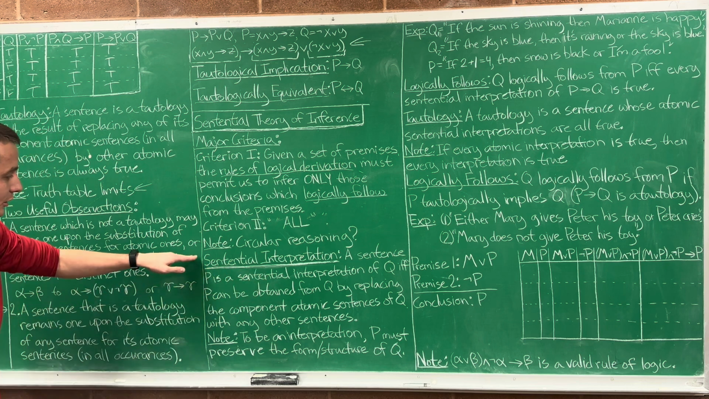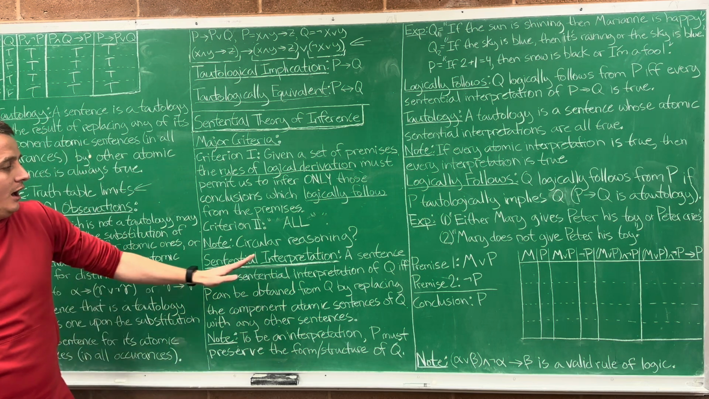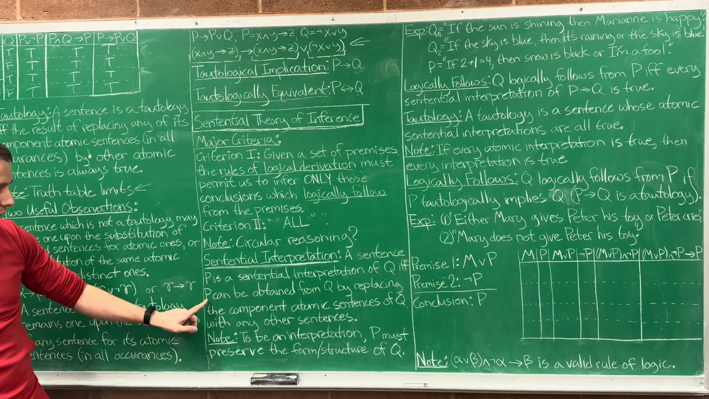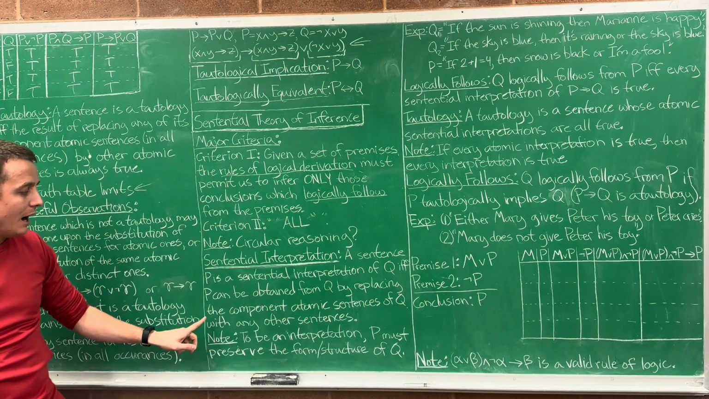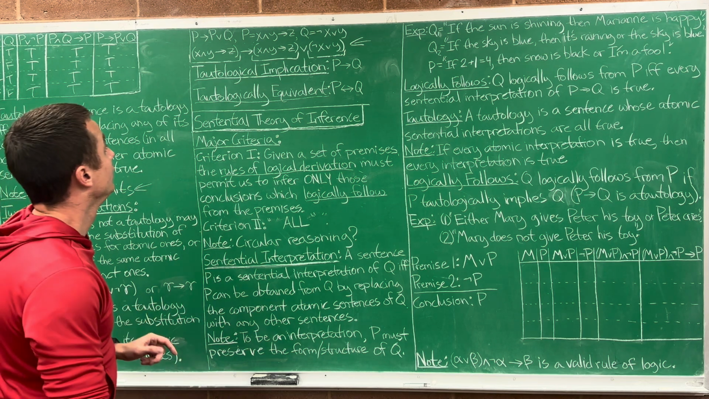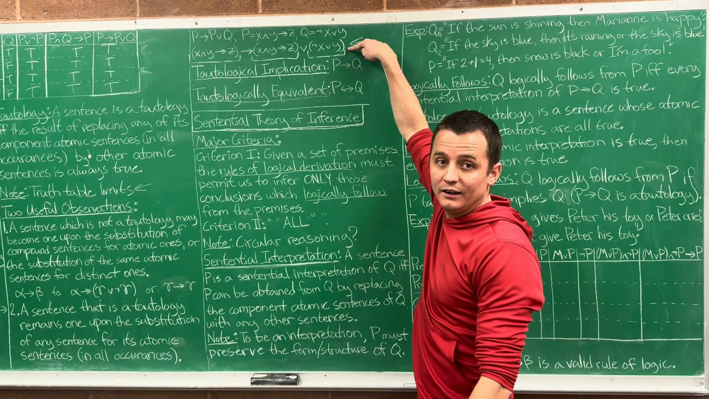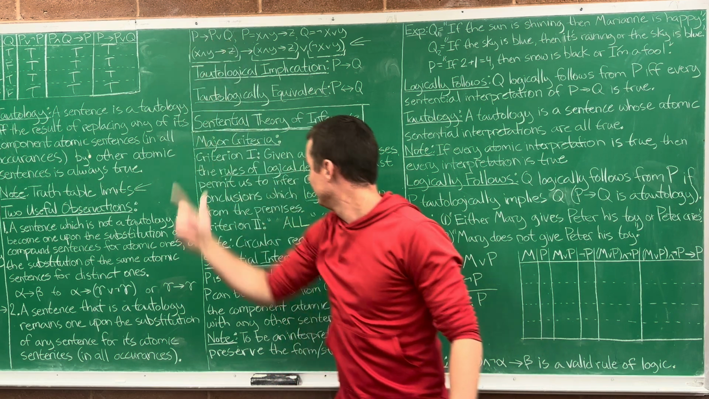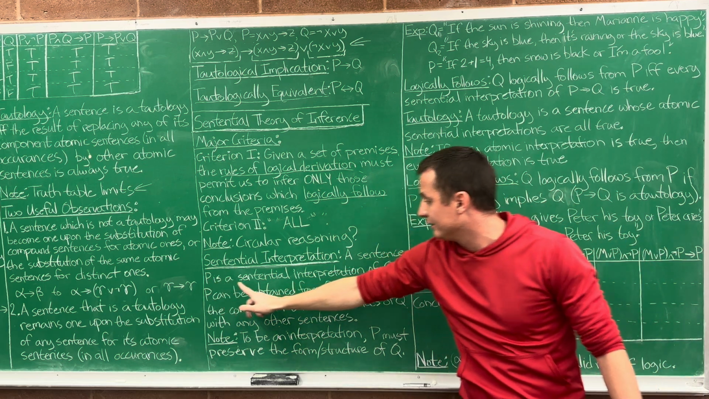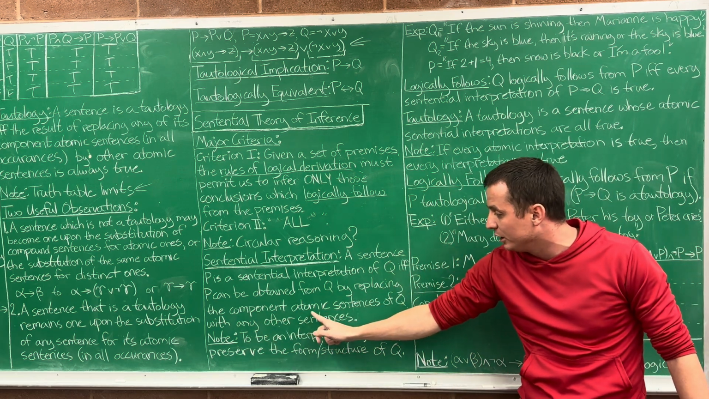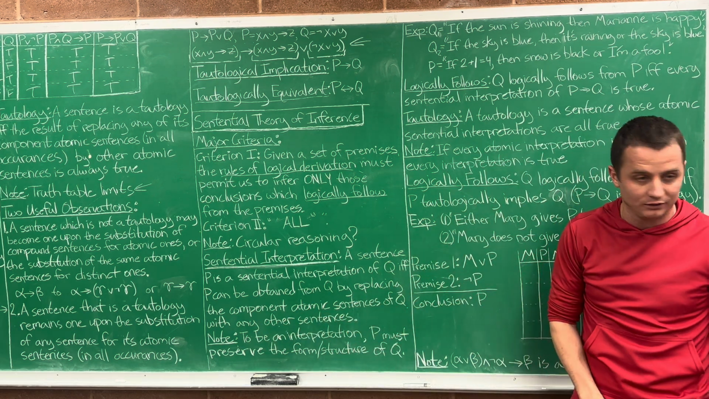Okay, I've been using the word interpretation, but now we introduce it. Sentential interpretation. A sentence P is a sentential interpretation of Q if and only if P can be obtained from Q by replacing the component atomic sentences of Q with any other sentences. This sentence down here is an interpretation of this sentence right here. Read it one more time. A sentence P is a sentential interpretation of Q if and only if P can be obtained from Q by replacing the component atomic sentences of Q with any other sentence.